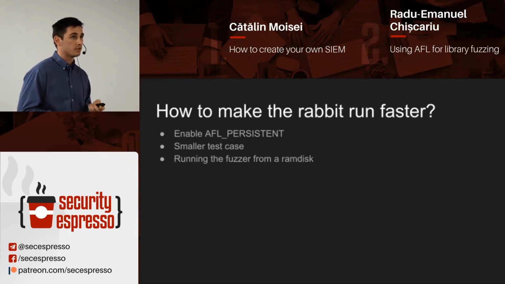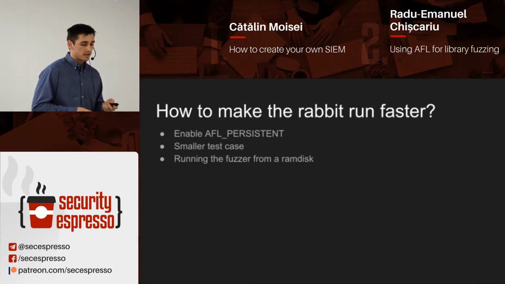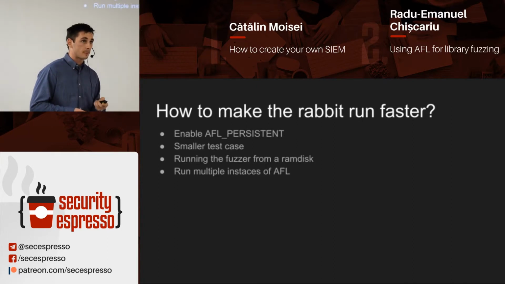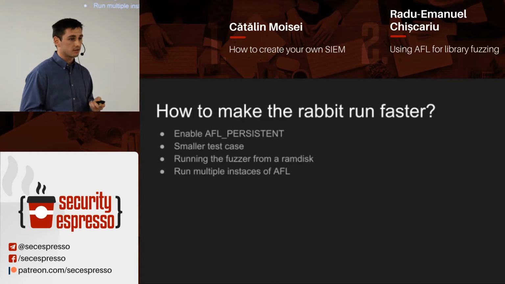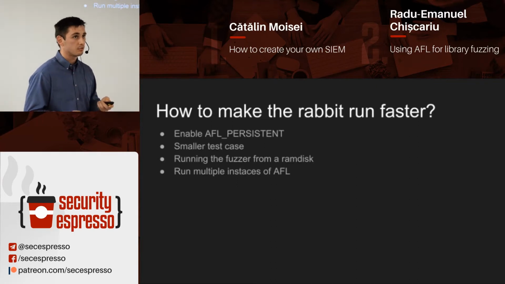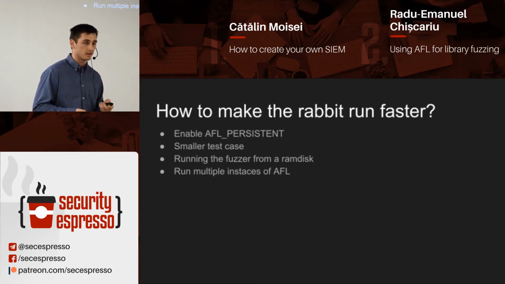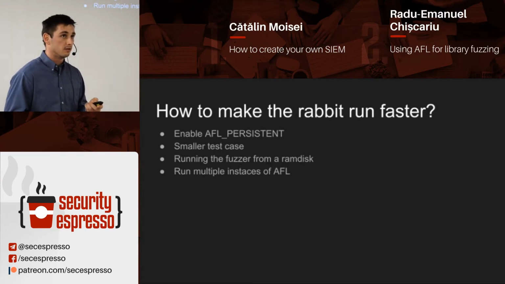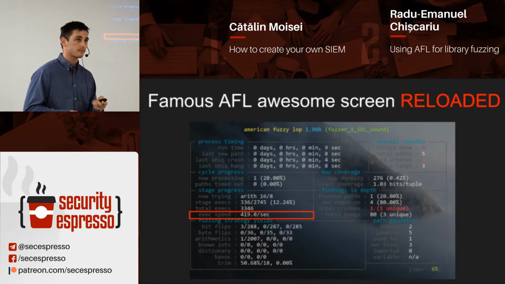Another thing that we can do is to run the fuzzer from a RAM disk. The idea here is to read the actual test cases from RAM, because as we know, reading from RAM is so much faster than reading from the actual disk. And last but not least, obviously we can run multiple instances of AFL and improve the fuzzing speed linearly.